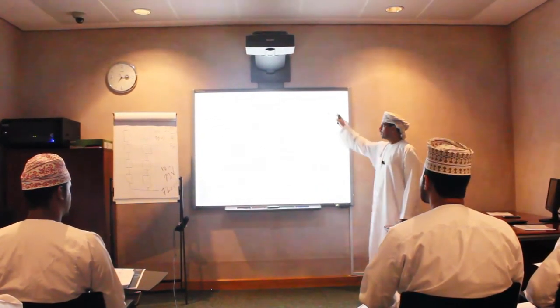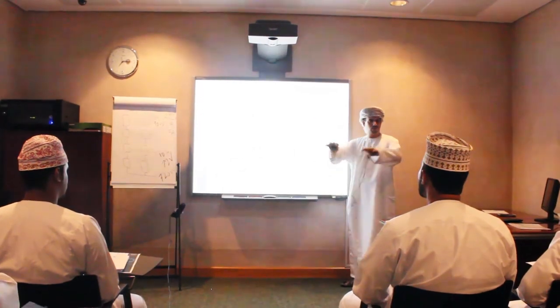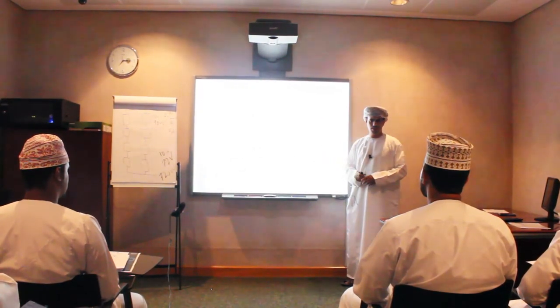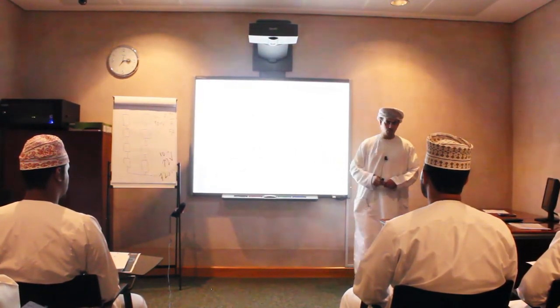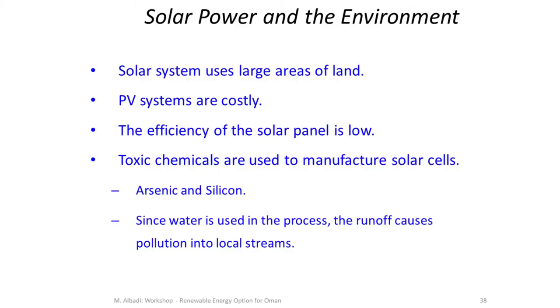The problem is, if you look at the environment, you should look at it from the whole perspective. It's not all good, it's not all bright. One disadvantage of PV systems is that they require a lot of area. These areas will be affected. They are costly, although this is now decreasing. Efficiency is low. Typical efficiency is in the 20s. These are the monocrystalline lines.